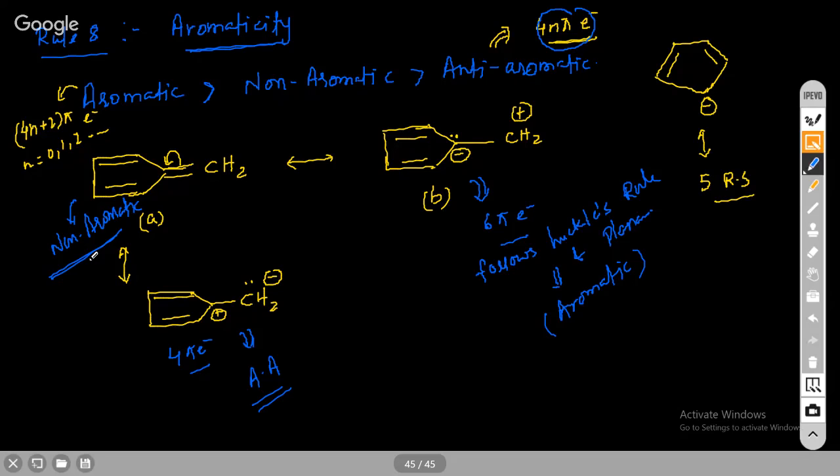Okay. So here you see, since this compound is aromatic, the order of stability will be: first of all, we have B, aromatic, then we have non-aromatic A, and then we have anti-aromatic C. So the order is B, A, and C. Is it clear?